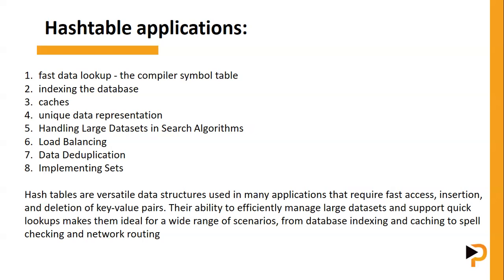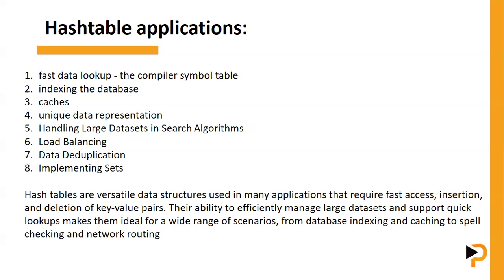So what is the benefit? Caching using a hash table allows quick lookups for frequently accessed data and reduces the need to recompute or refetch the data. Okay, because it's temporary, it is stored in your hashing data structure, so you can fetch it from there.